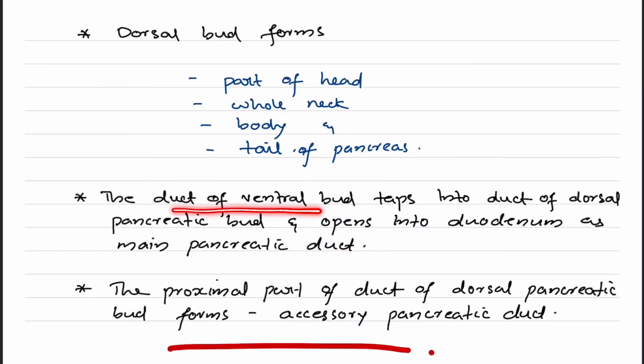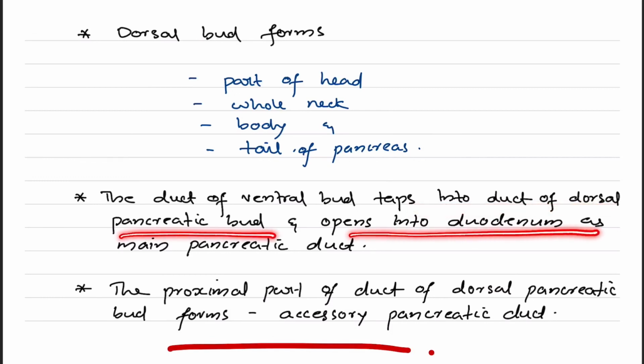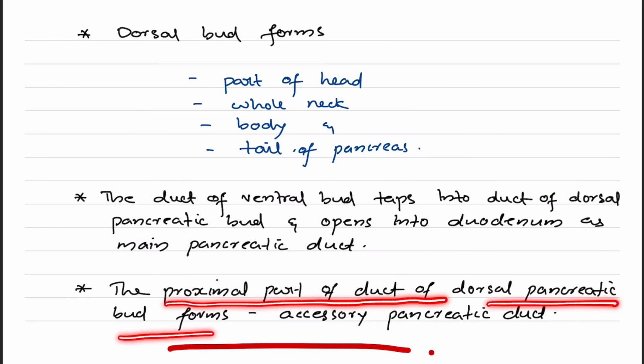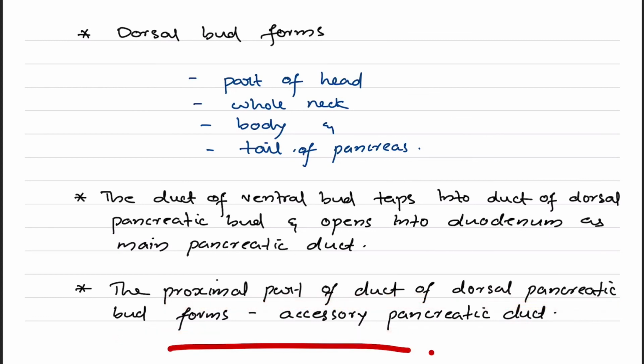The duct of ventral bud taps into the duct of dorsal pancreatic bud and opens into duodenum as main pancreatic duct. That means duct of ventral bud and the duct of dorsal bud join together and form the main pancreatic duct. But the proximal part of duct of dorsal pancreatic bud forms the accessory pancreatic duct.